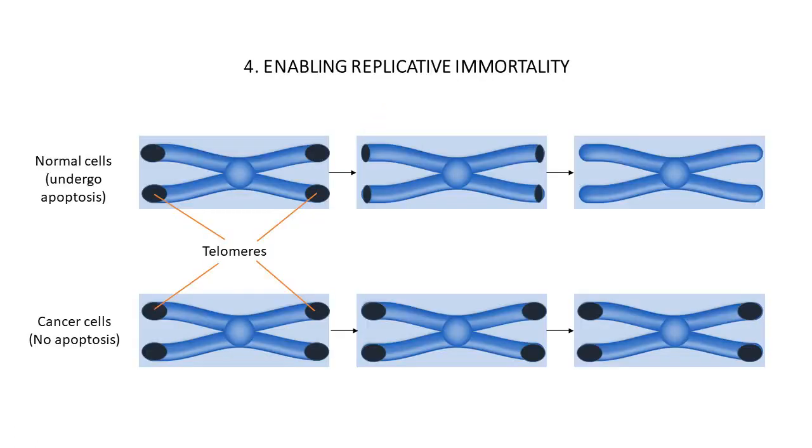The next hallmark is enabling replicative immortality. The telomeres of the chromosome present in normal cells will keep getting shorter and shorter throughout each cell division. The telomeres will become so short, causing the cell to be unable to undergo division anymore. However, in cancer cells, the telomeres are maintained throughout each cell division by manipulating telomerase enzymes to increase the length of the telomeres. This situation allows the cancer cells to keep dividing indefinitely.